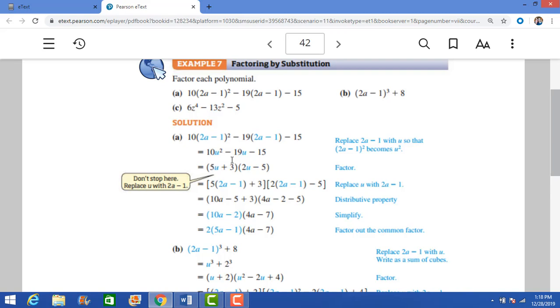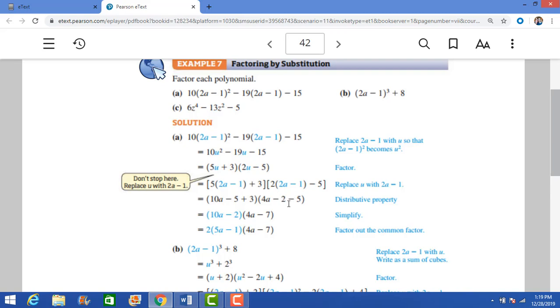So now we're going to replace this. Now that it's factored, we're going to put in the 2a minus 1. So we get 5 times this plus 3 times the quantity, 2 times this minus 5. And now we're going to simplify inside the parentheses. And so this becomes this times this. Okay?